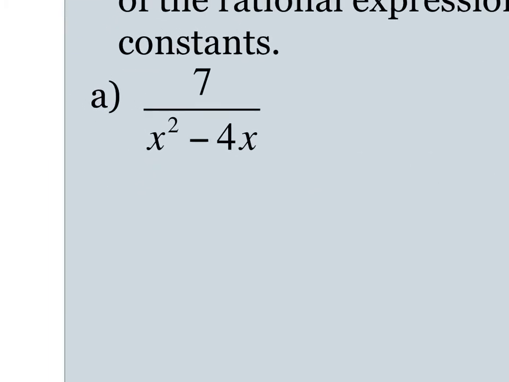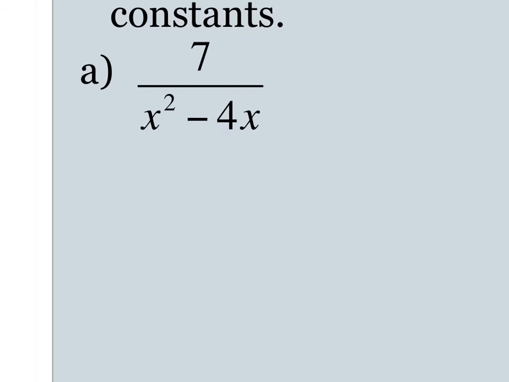So if you look at A, I'm going to look at the denominator and factor it. How would I factor x squared minus 4x? Take out an x. So it would be x minus 4. So those are 2 different expressions being multiplied together, which means I'm going to split these into 2 fractions. One gets the x, and one gets the x minus 4.